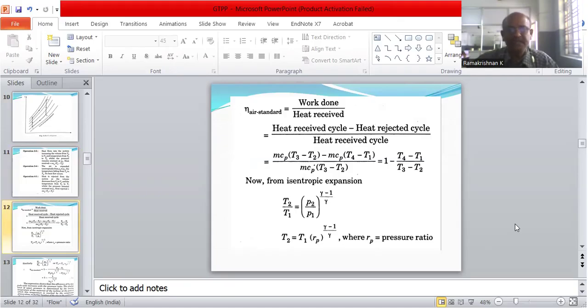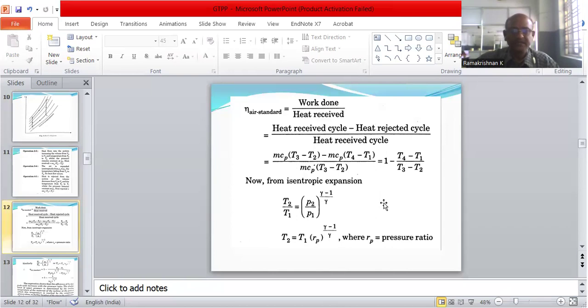For this closed cycle, air standard efficiency is the work done divided by heat received. Here, work done is the heat supplied to the cycle minus the heat rejected. Here, the heat rejected is not useful to the plant, so it is to be subtracted. So heat received is m Cp into (T3 minus T2), heat rejected in 4 to 1 is m Cp (T4 minus T1), divided by heat received m Cp into (T3 minus T2). Upon resolving and simplifying, efficiency is 1 minus (T4 minus T1) divided by (T3 minus T2).